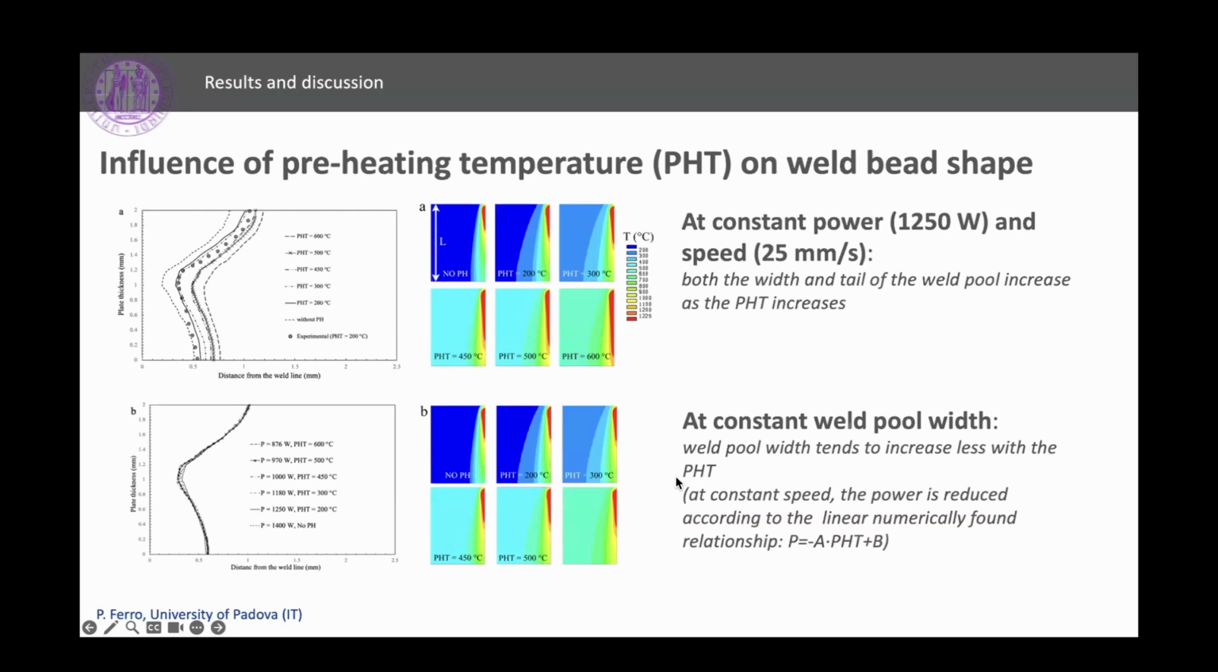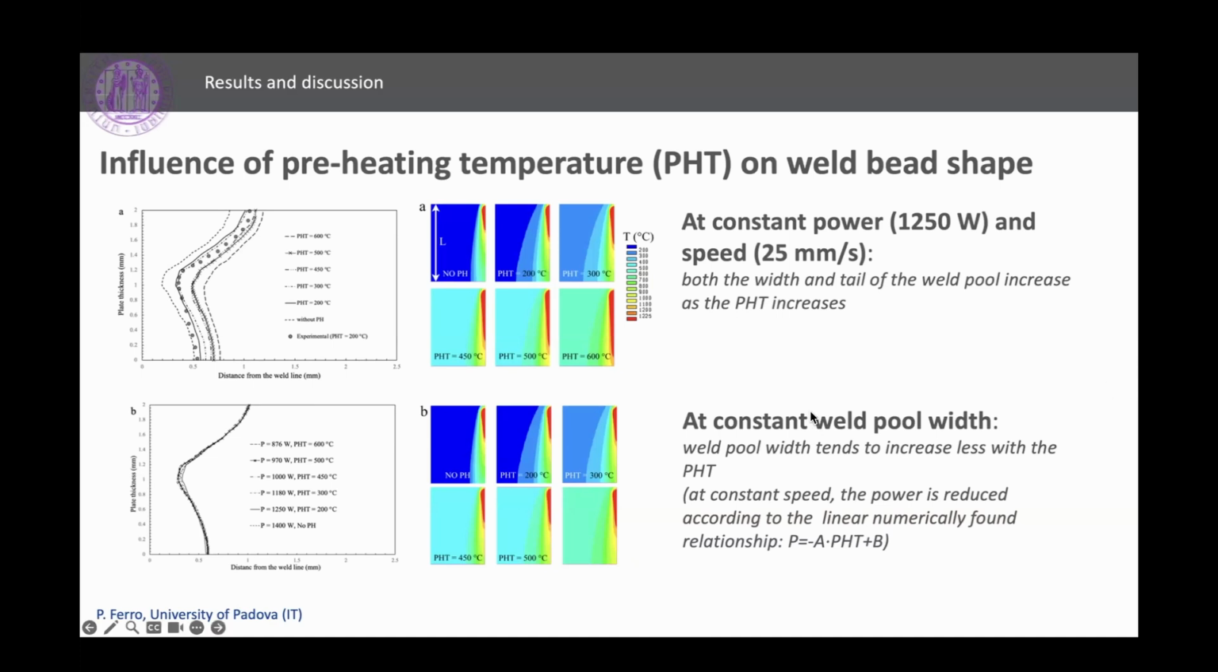In this case, if we want to obtain a constant weld pool width, we need to reduce the laser power as the preheating temperature increases. And we found a linear variation of the power given in the equation here below, where P is the power, PHT is the preheating temperature, and capital A and capital B are two parameters calculated by numerical result, by numerical trials.